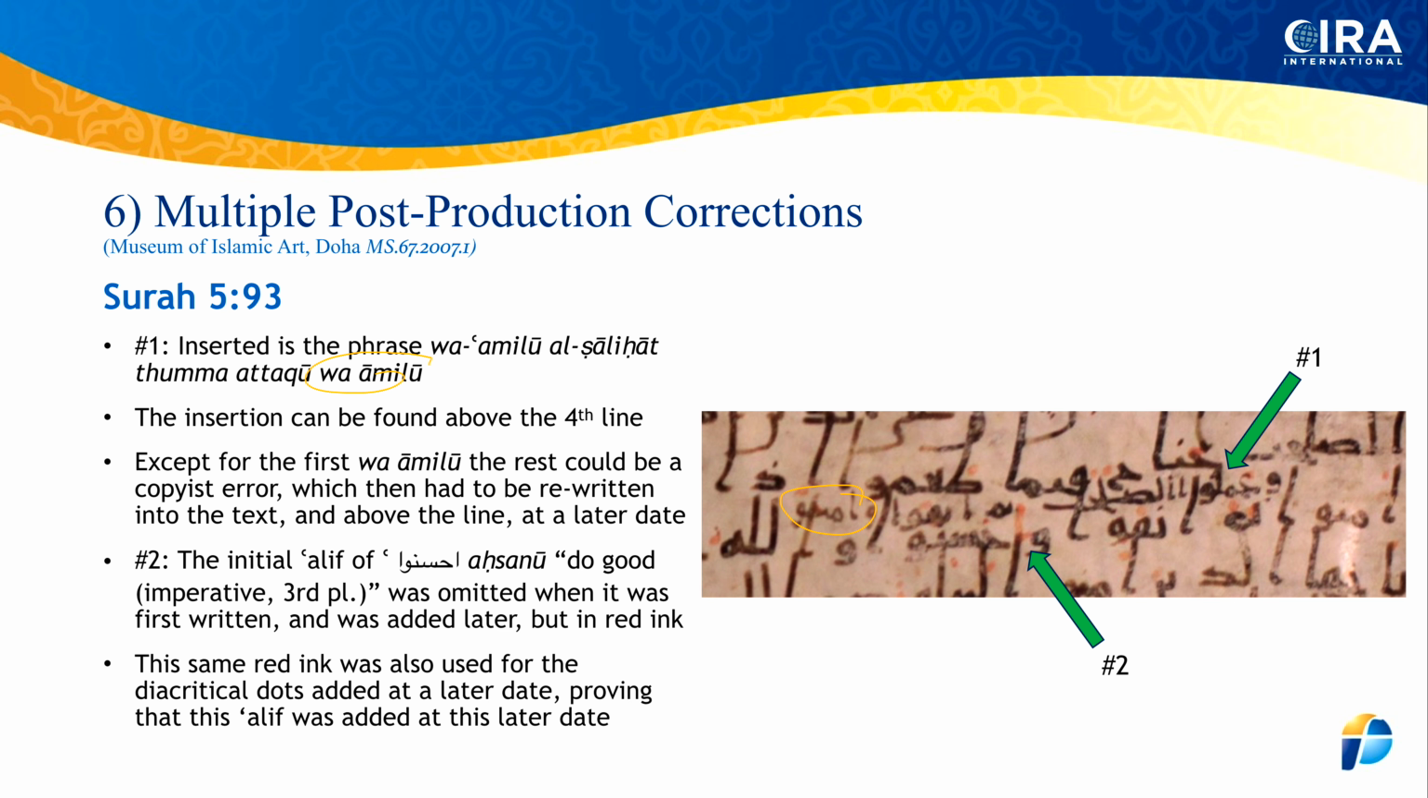What's fascinating is that when they wrote it with the red ink, they used the same red ink that was used for the diacritical marks, the dots. We talked about the diacritical marks. When they were adding the diacritical marks to this Doha manuscript, they used the same ink, realizing, oh wait a minute, here's an ālif that's missing. We've got to stick the ālif in there as well.